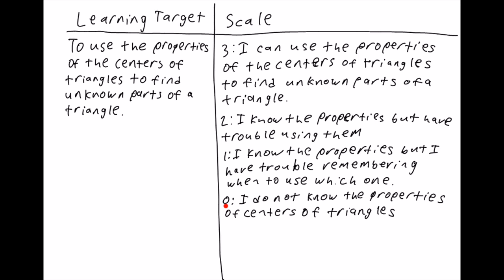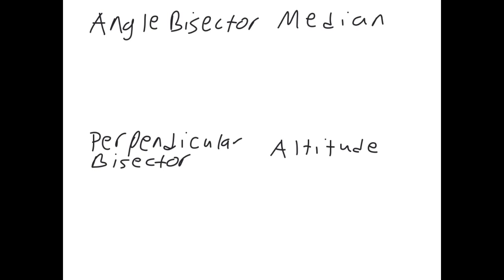Let's get started. Alright, so to start off, the 4 parts of a triangle we're going to talk about today are the angle bisector, the median, the perpendicular bisector, and the altitude. We've talked about these a few times during class, and now we're really going to get real definitions of them.